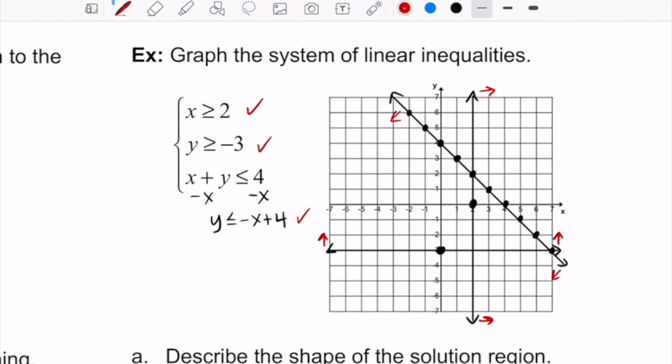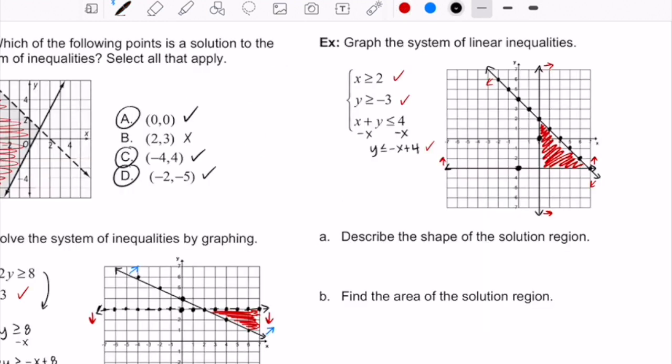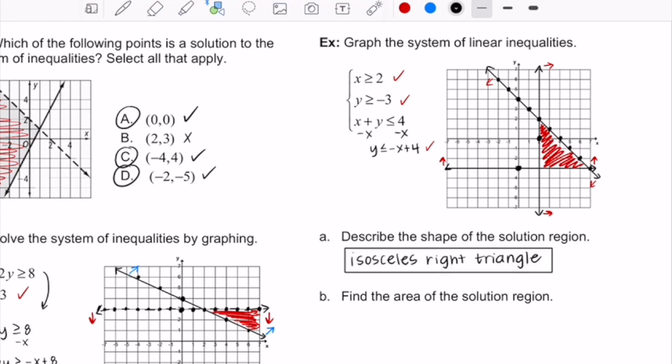So now we have to consider all 3 of the lines simultaneously. You're shading up from the horizontal line, you're shading to the right of the vertical line, and then you're shading underneath the diagonal line. So the answer to the question is the points that are inside this triangle. The first question asks you to describe the shape of the solution region. So it's a triangle. You might also note that it's a right triangle, and then in addition to that, the 2 legs are the same length. So it's not just a triangle, it's an isosceles right triangle.